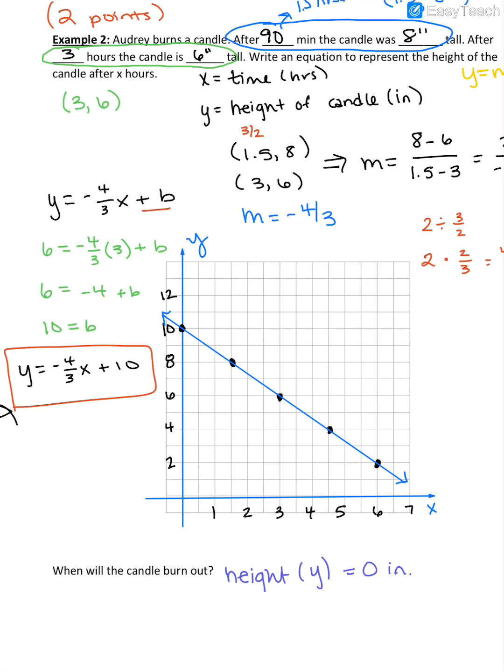So what we can do is plug in the variable that we know. Since we know y equals 0 at that point in time, we're going to plug that into our equation. So we have 0 equals -4/3 x plus 10. We're trying to find the time, and the reason I know that I don't know x is because it says when. That tells me I'm trying to find x. Somewhere within that sentence, it told me the height of the candle. What would the height of the candle be if it burns out? The height of the candle will be 0. So you plug it into the equation, and now we will solve the equation.